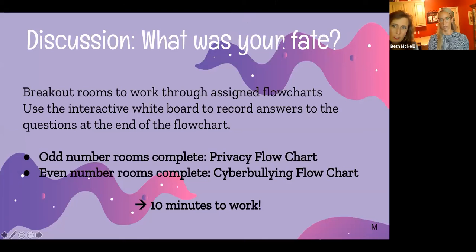Just a reminder before we go to breakout rooms: if you are in an odd-numbered breakout room, 1, 3, 5, you will be doing the privacy scenario. If you're in an even-numbered group, you'll be doing the cyberbullying scenario. Stay in your breakout groups until you get moved back into the main meeting.